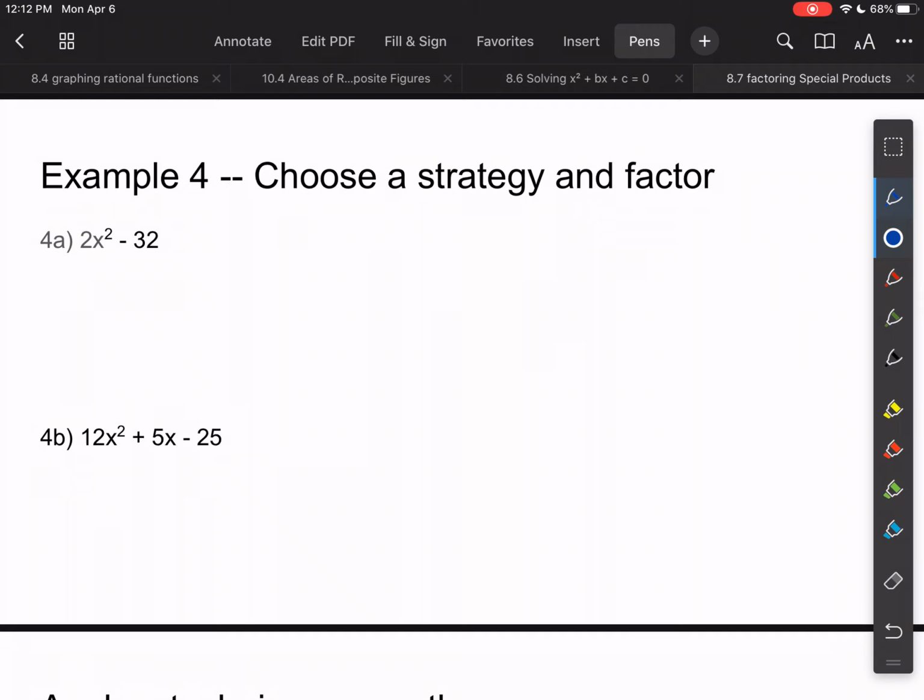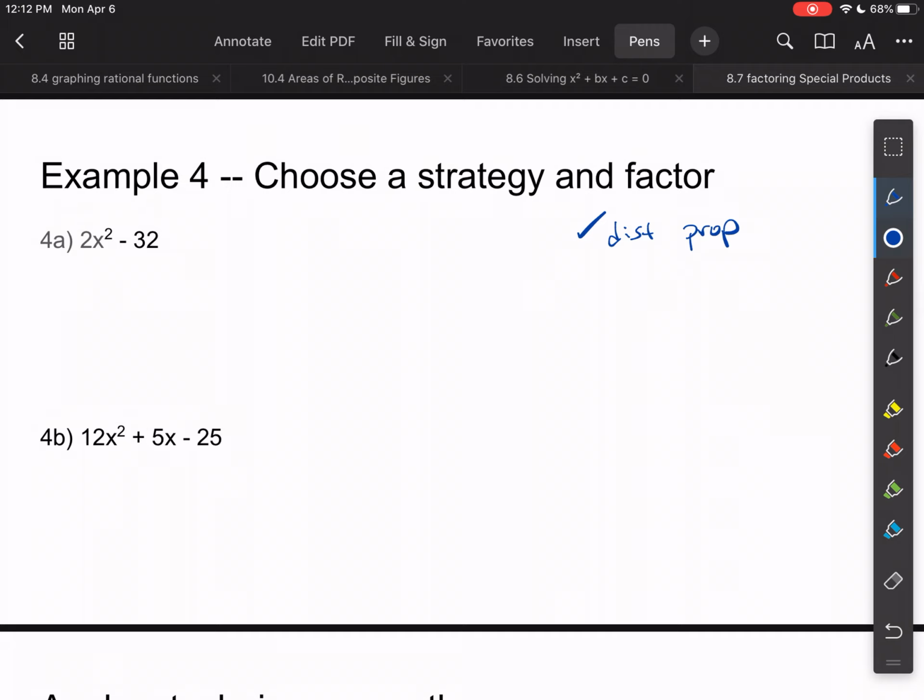The first strategy you always use is, can you take something out? Okay, so distributive property. So we're going to try the distributive property first. We always check to see this. Is there anything I could take out of all the terms? And if so, then maybe that's all we have to do to factor.